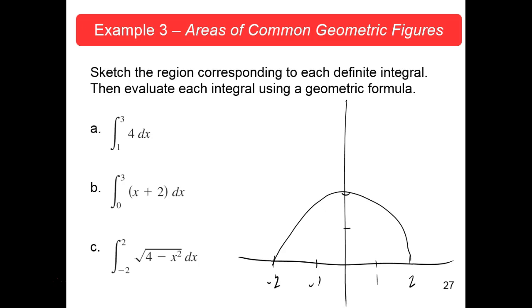What is the area of a full circle? Anyone know? Pi r squared. I always thought pi were round, but no, pi r squared. No, I'm just kidding. Okay, pi r squared, and r is what? In this one? 2, and r squared would then be? 4, so 4 pi would be the area of the full circle. This is only half of it, so what would that be? 2 pi. So we think the area here is 2 pi.